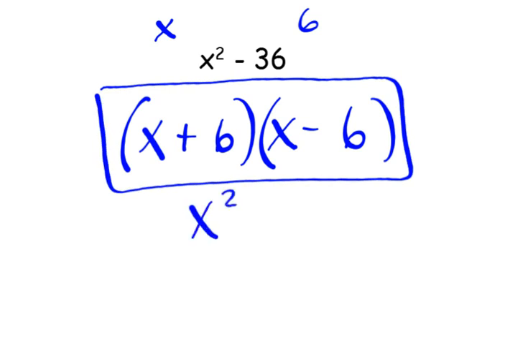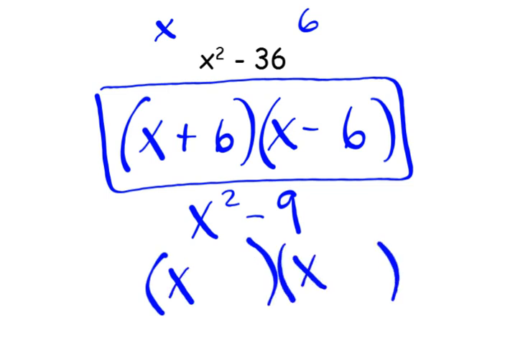So if you had, say, x squared minus 9, those are both perfect squares. So we would have x and x. The square root of 9 is 3. So plus 3 and minus 3.